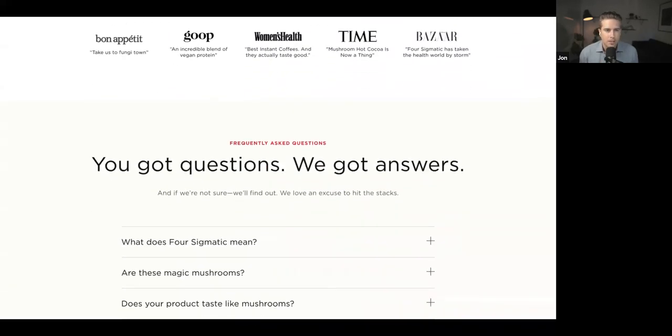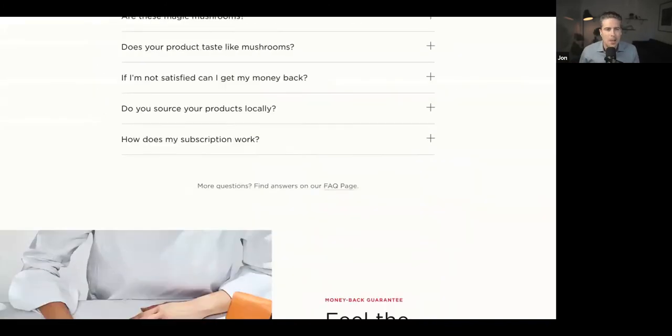Okay, now we're getting into some social proof. Names that everybody's probably heard of, right? If we asked you if you've heard of Time or Goop or Bon Appetit, yes, you probably have heard of them, right? So you trust those. I love how it's short and digestible for each. That's really great. Now we're getting back into frequently asked questions. I'm going to get off my soapbox about FAQs. All the same things apply here. So we can move on from that.